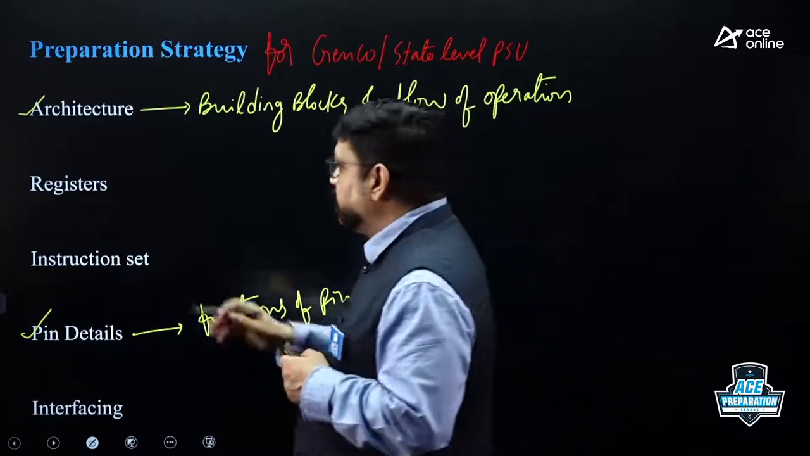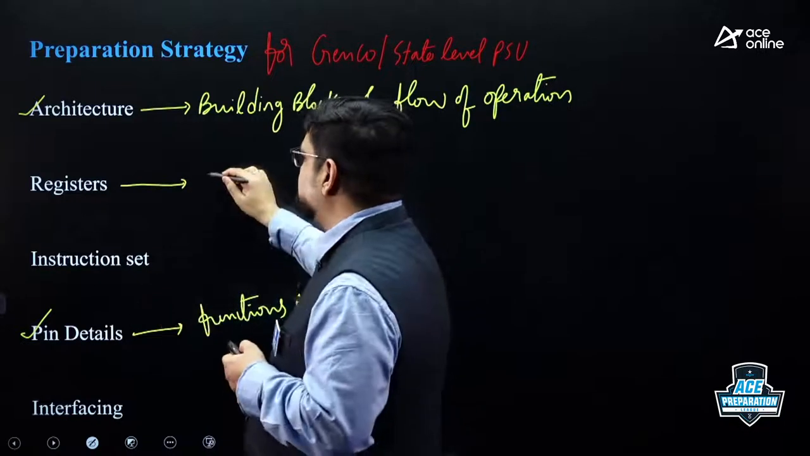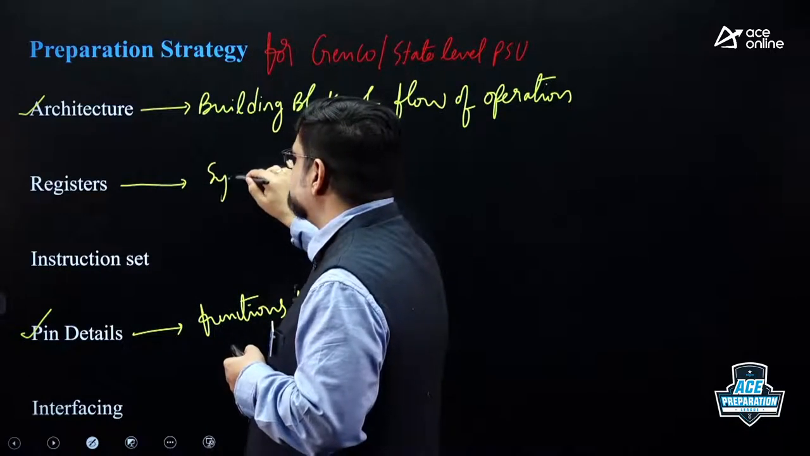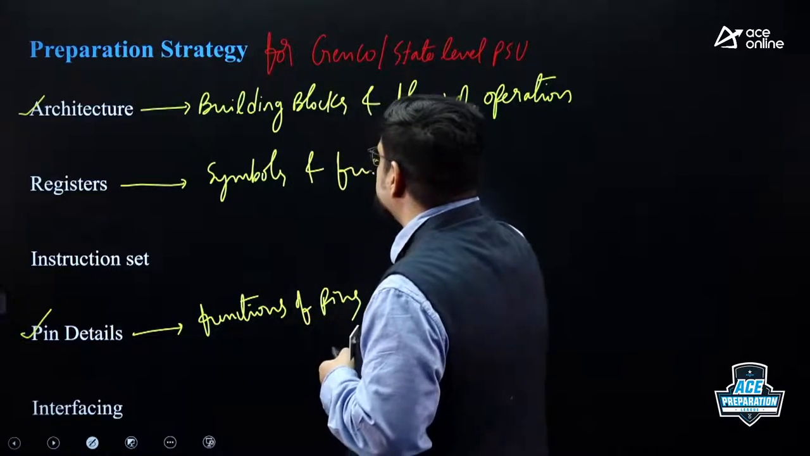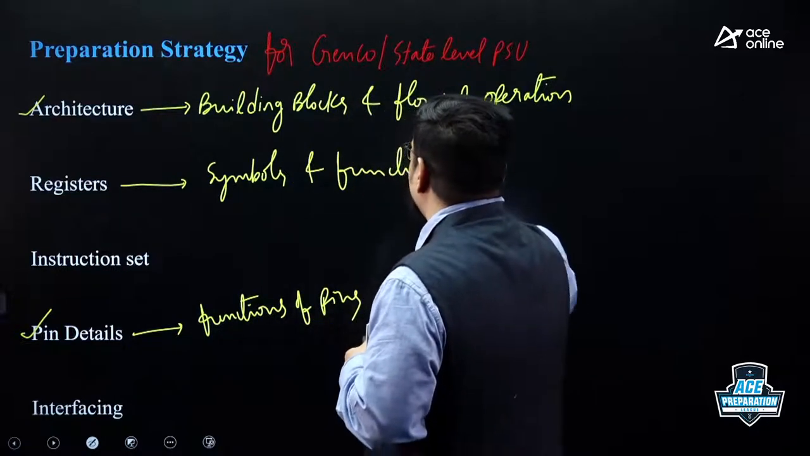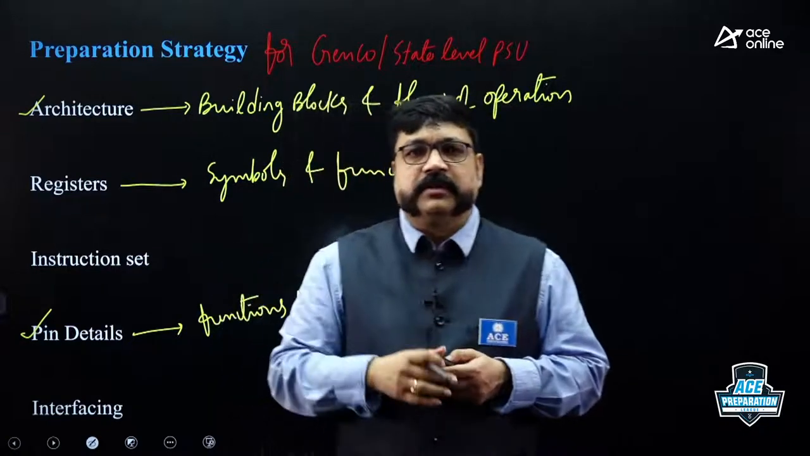And what about the other thing, registers? That is fine. All those registers and register functions, symbols of those registers, accumulator, B register, and corresponding functions. Symbols of those registers. What is the program counter? What is the stack pointer? One single line statements will be there that you need to learn.